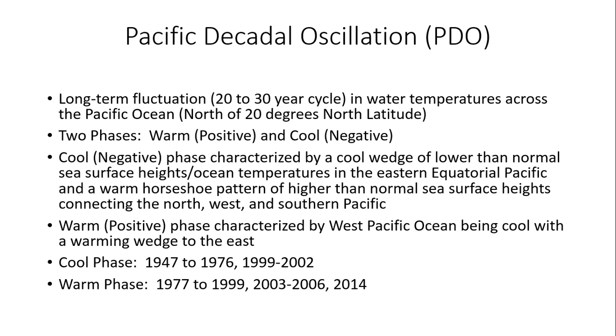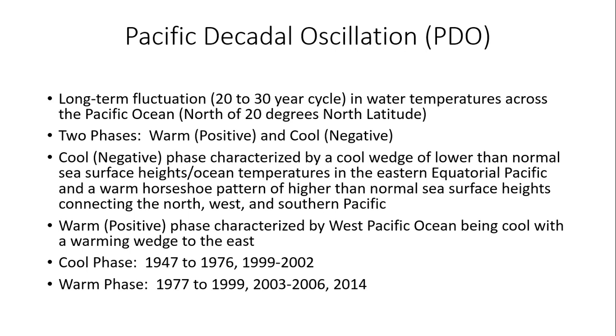The cool negative phase is typically characterized by this cool wedge of water, lower than normal sea surface heights and ocean temperatures in the eastern equatorial Pacific, and you typically get this warm horseshoe shape or pattern of higher than normal sea surface heights connecting the north, west, and southern Pacific. The warm or positive phase of the PDO is characterized by the West Pacific Ocean being cool with a warming wedge to the east.